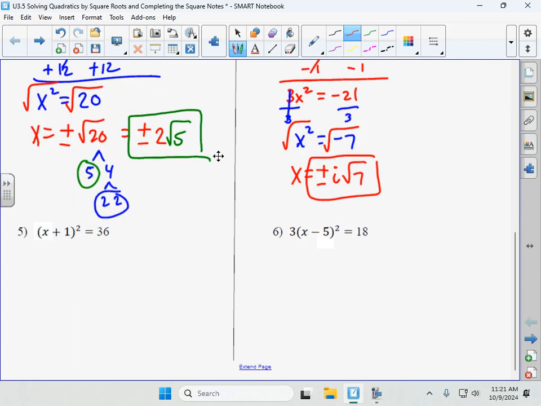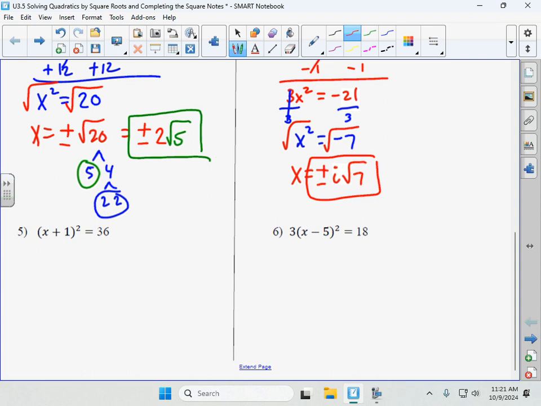All right, number 5, (x plus 1) squared equals 36. Step 1 again says to isolate the squared term. It's in parentheses. X plus 1 quantity squared is isolated. We don't have anything in front being multiplied, and there's nothing on the right side of the parentheses being added or subtracted. So this is considered isolated.